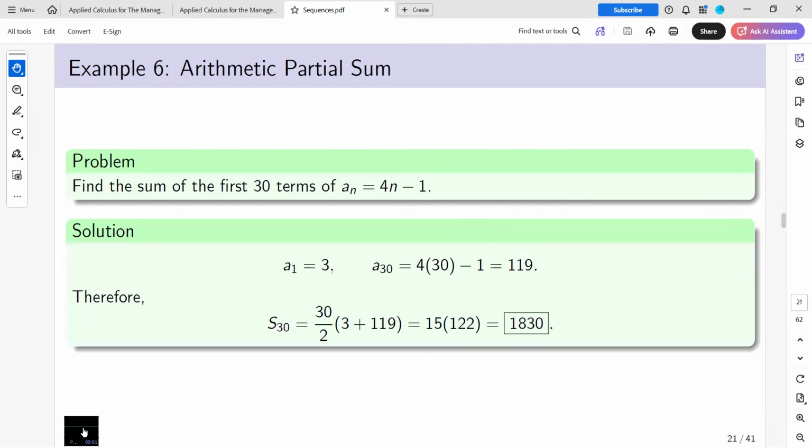First calculate the first and 30th terms. Then apply the arithmetic sum formula using the average of the first and last terms times the number of terms. 30 additions have now been replaced by one formula, which is an excellent trade agreement.